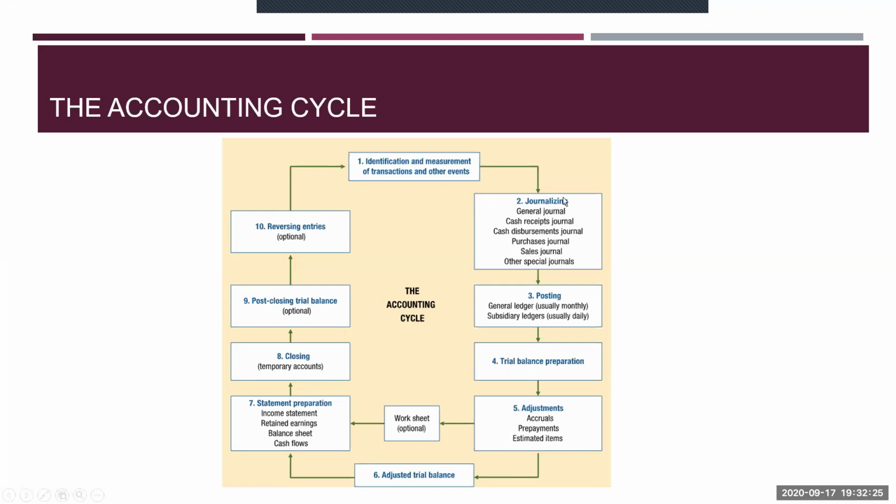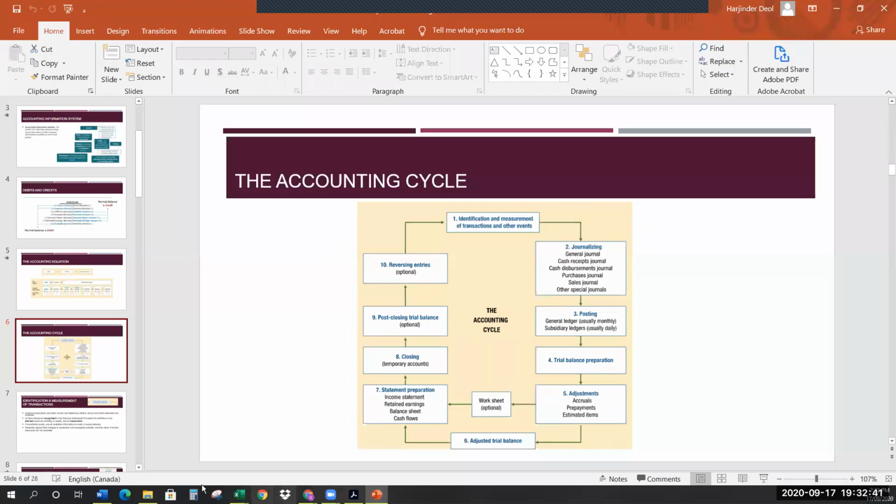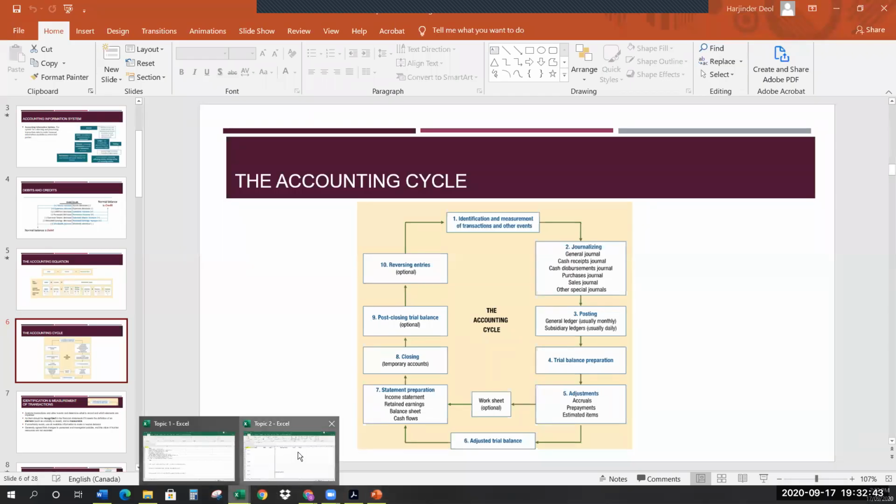So reversing entries are actually just the opposite of what you have done in step 5. Whatever account was debited would now be credited. Whatever was credited would now be debited. So you do an exact flip. That is what we are looking at in topic 2.